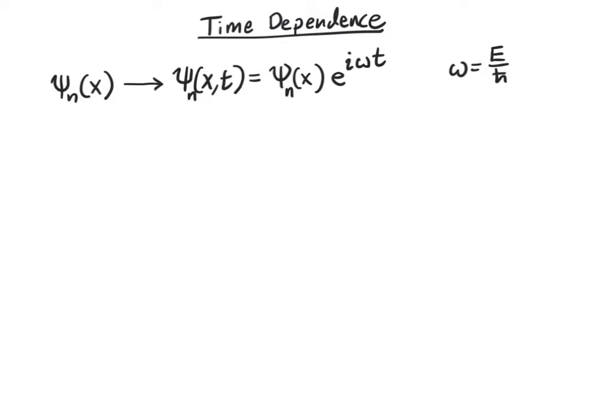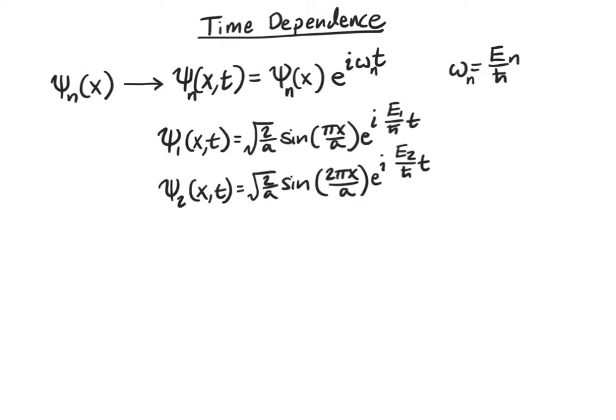Omega and h bar simply have extra factors of 2 pi that cancel each other out. Now I'm going to add in subscripts of n because E, the energy, depends on the state, and therefore the frequency also depends on the state. For example, the first two energy states of the infinite square well that we just solved would look like this.